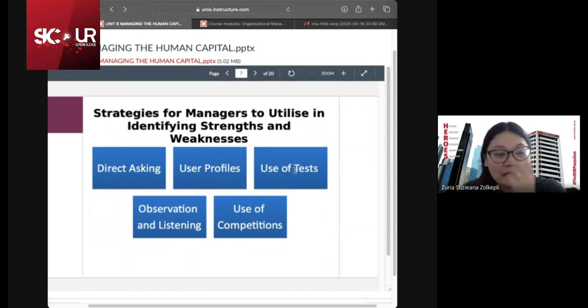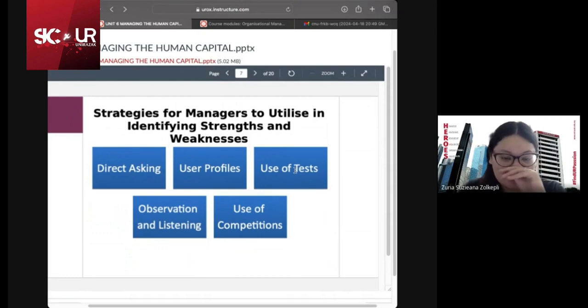Okay, so we should know what our strengths are, right? What are our capabilities. So as a manager, if we want to identify them, we can just simply ask: all right, what are your strengths? How can you contribute, and so on.